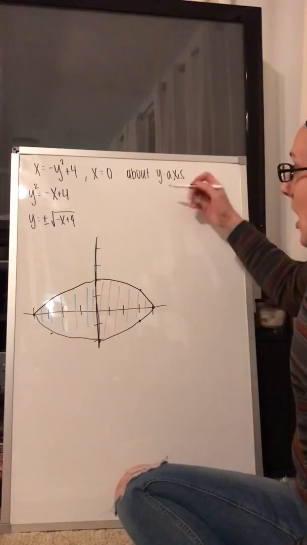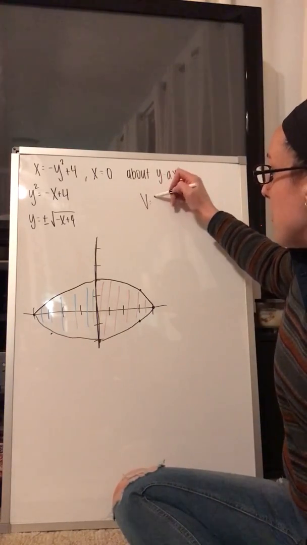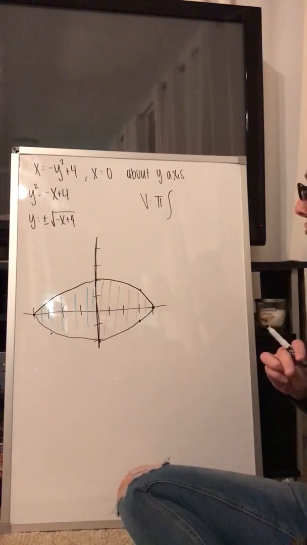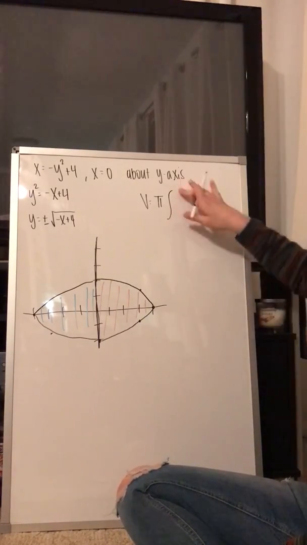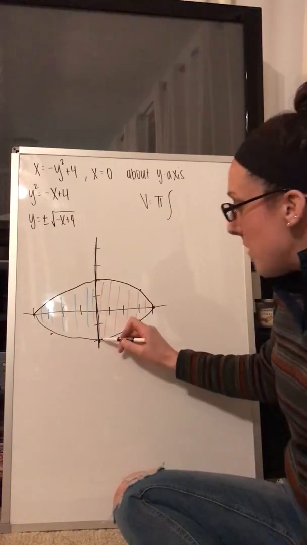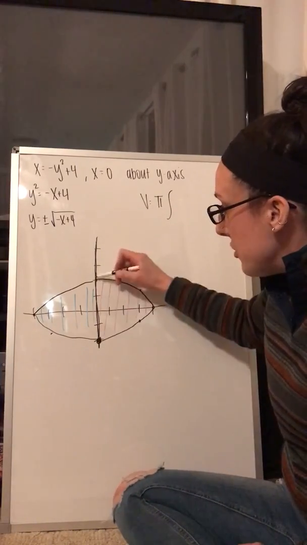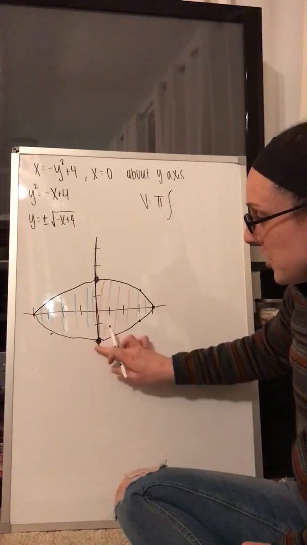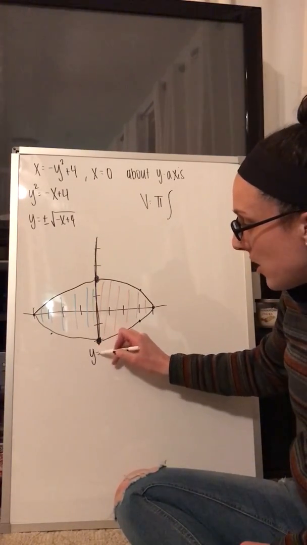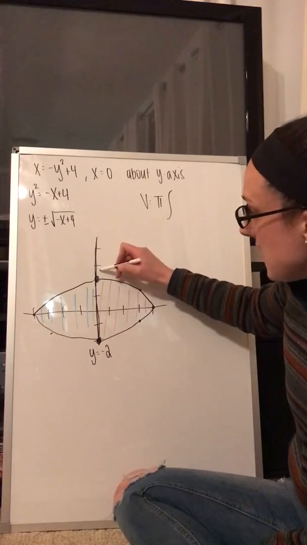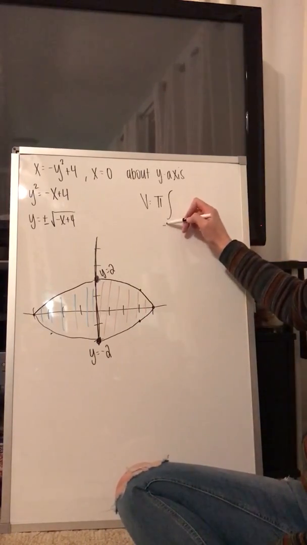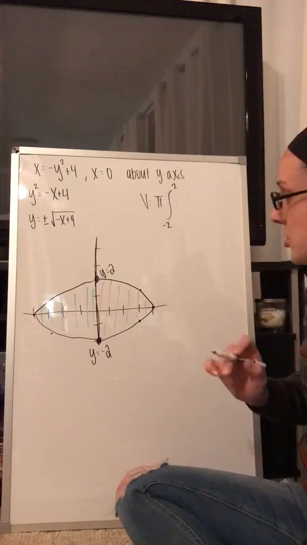So I'm going to start setting up my integral here. I'll figure out what I need to know. So V is equal to pi times the integral from, and now I need to know where my boundaries are. So if I'm thinking about my y values, because again, we're integrating this in terms of y, I'm starting down here at the y value of negative 2, and I'm ending up here at the y value of positive 2. So my integral is going to go from negative 2 to positive 2.